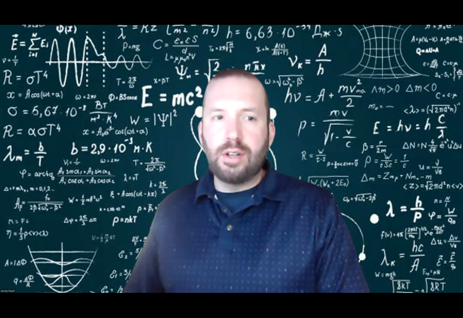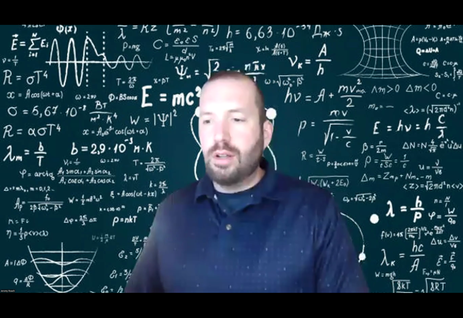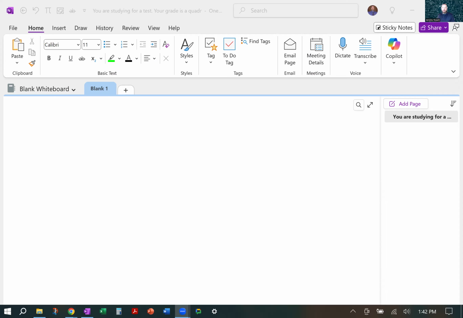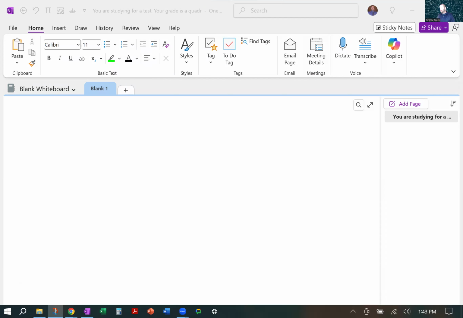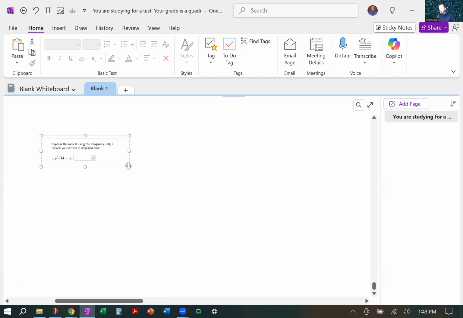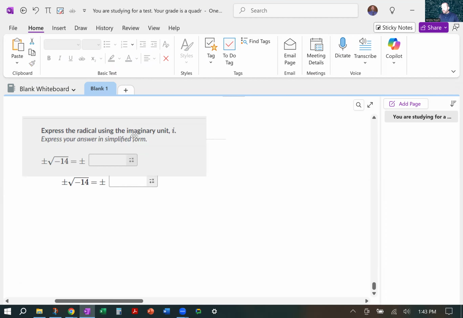I'm going to share my screen here. And I'll copy the first problem to our screen. So this first one is asking us to simplify radicals using imaginary numbers. So here is the first question. It wants us to simplify this radical using the imaginary unit I.